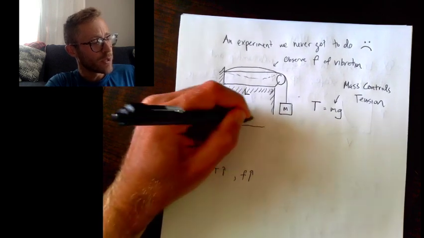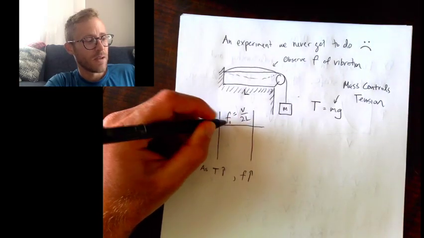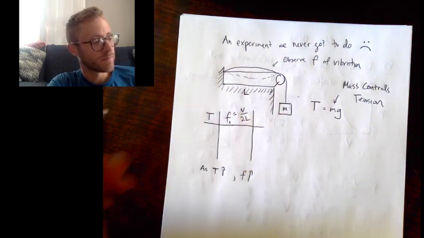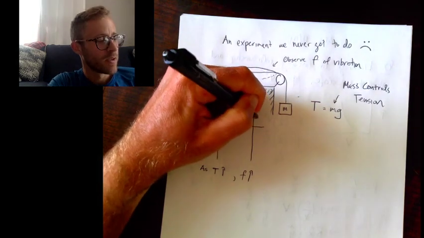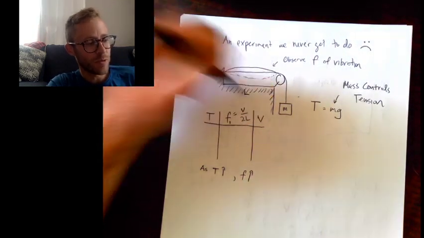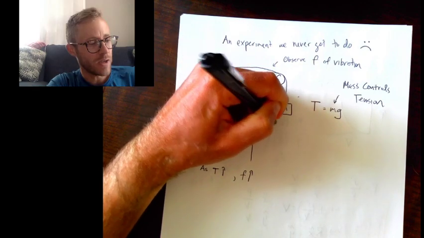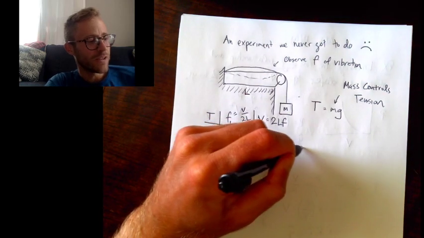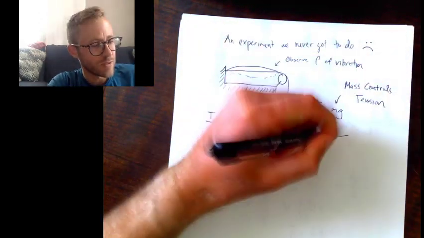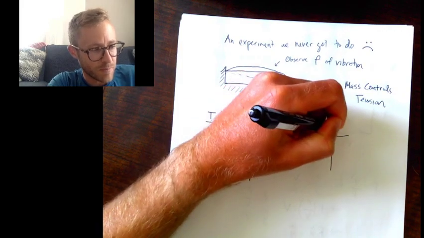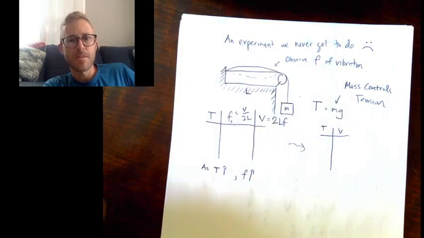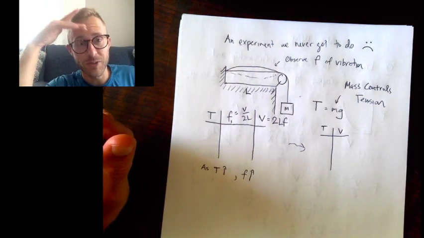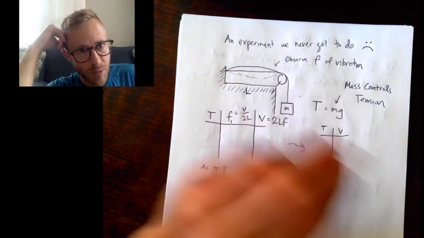We can take the frequency and multiply by 2L, and that would give us the wave speed. All right? So we can use that to get the wave speed. The wave speed would be 2Lf. So basically what that gives us is a data table of tension versus wave speed. Okay? And the goal of the experiment is to figure out what is the relationship between tension and wave speed.